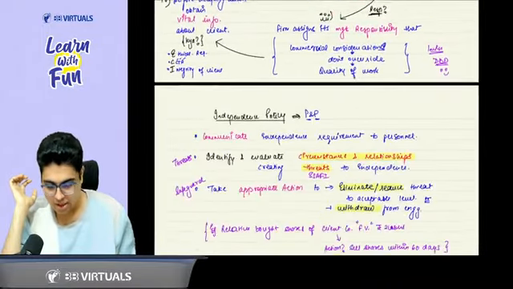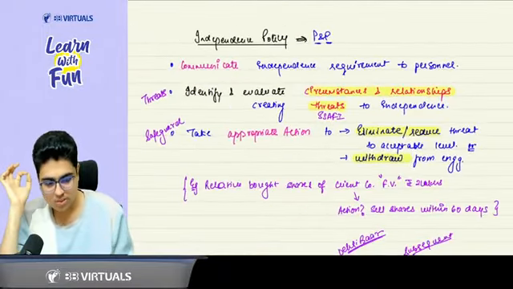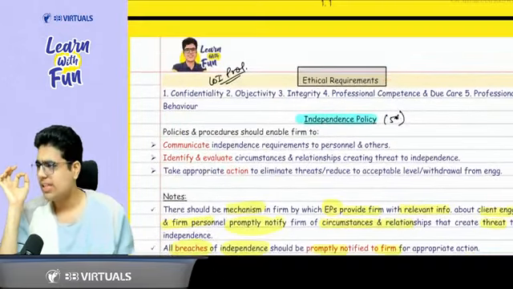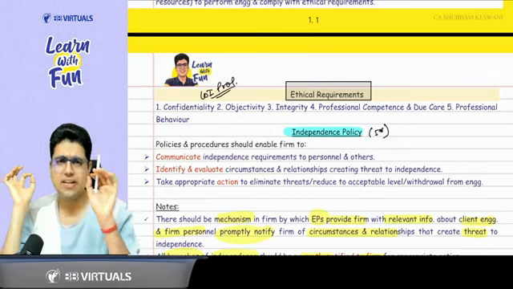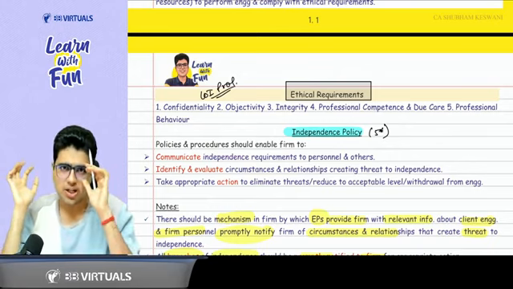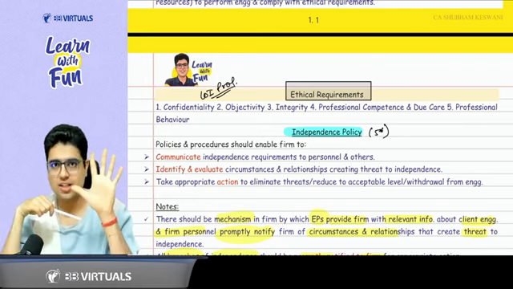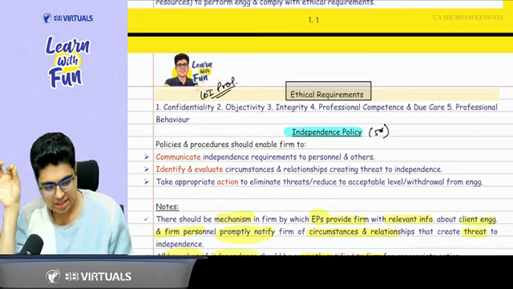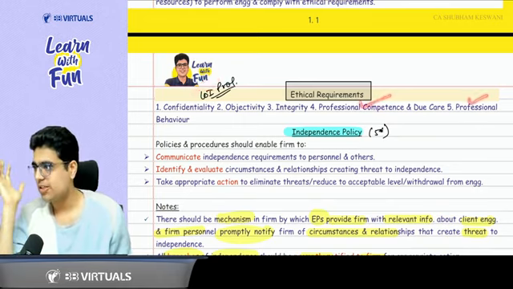Yes, sir. Now come with me to the next topic, come to the notes, ethical requirement. What is an ethical requirement? Sir, these are the qualities which should be there in every chartered accountant, in any professional: confidentiality, objectivity, integrity, professional competence, due care, and professional behavior.